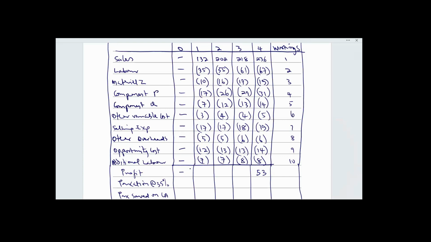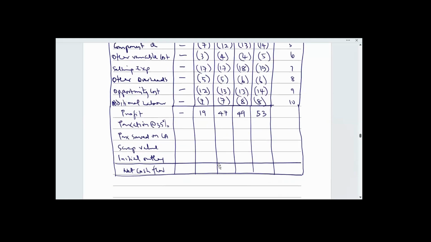Year 2 is 47, year 3 is 49, year 1 is 19. So we are told that tax is paid in the year profit is earned at 35%. So what's 35% of 19? That's 7.